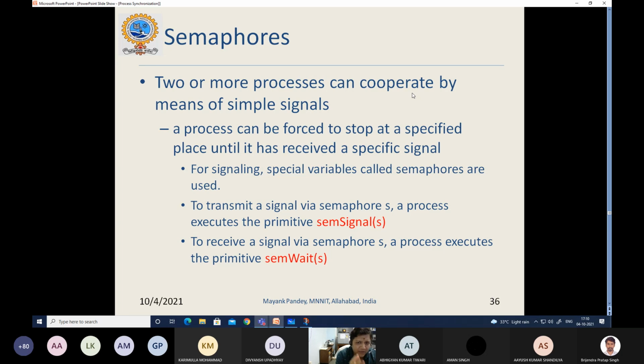In your programming tools lab, you will be doing POSIX semaphores. For signaling, special variables called semaphores are going to be used. To signal via semaphore, there is a special primitive known as sem signal, where S is a semaphore variable. To receive a signal via semaphore S, the process has to execute another primitive known as sem wait.